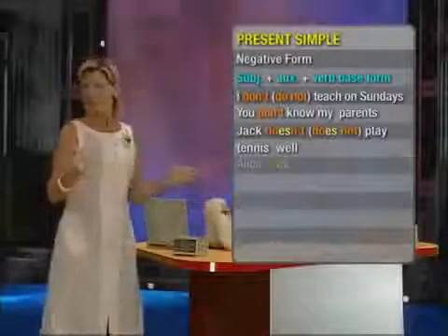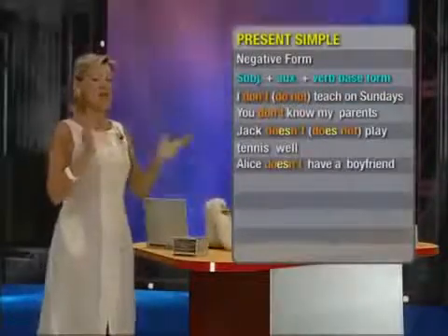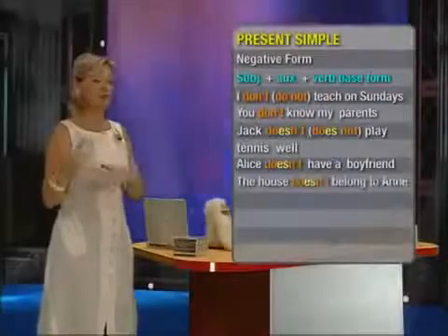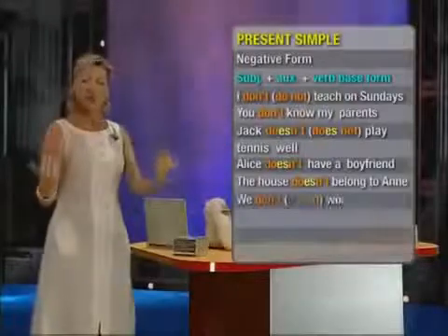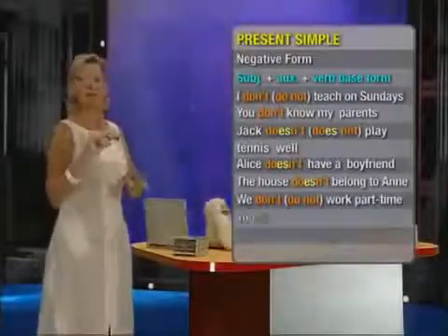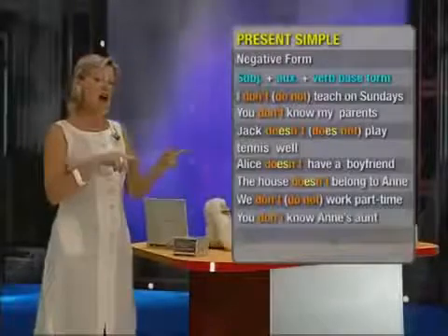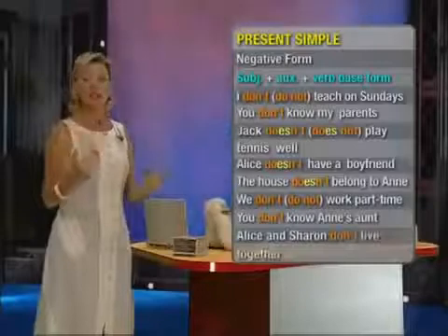Alice doesn't have a boyfriend. The house doesn't belong to Anne. Third person, doesn't. We don't work part-time. You don't know Anne's aunt. And Alice and Sharon don't live together.